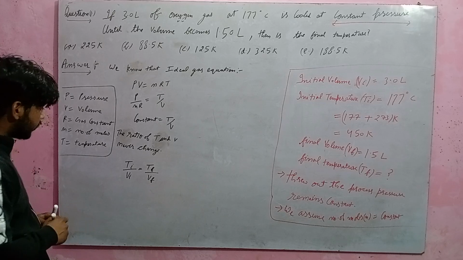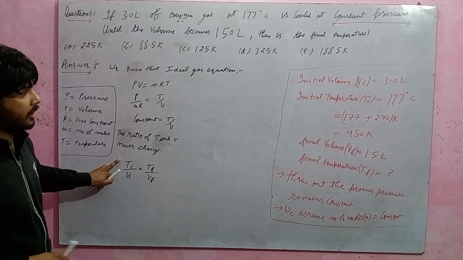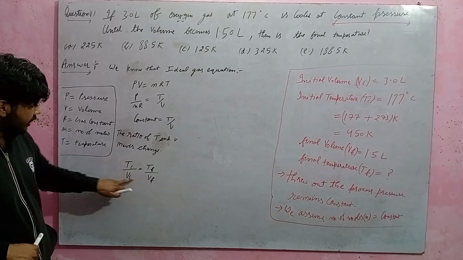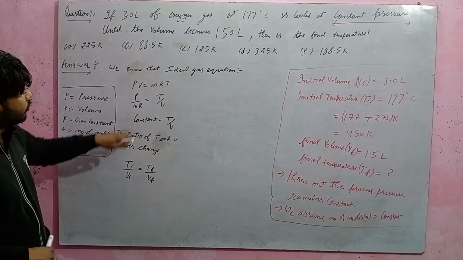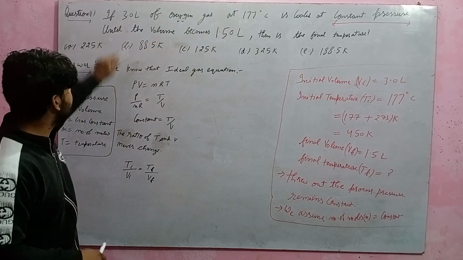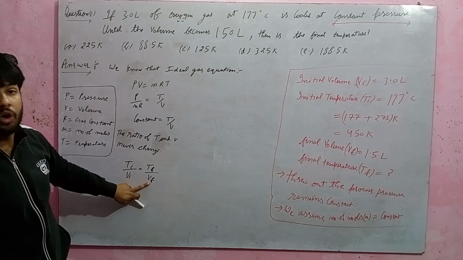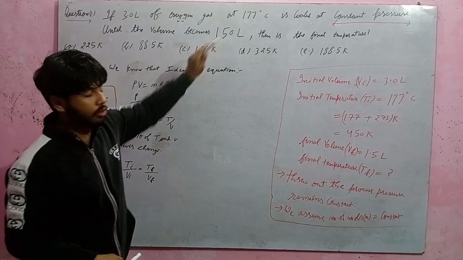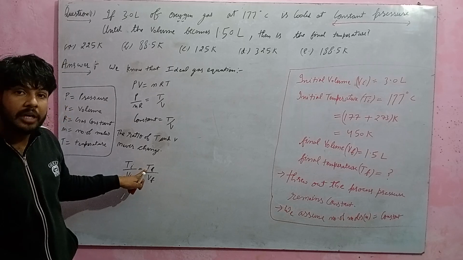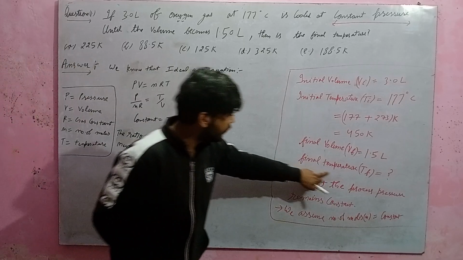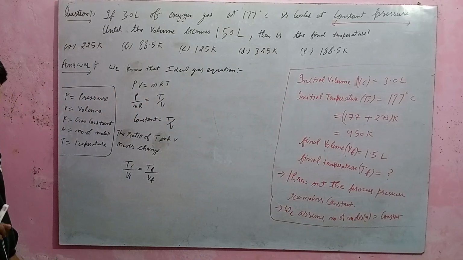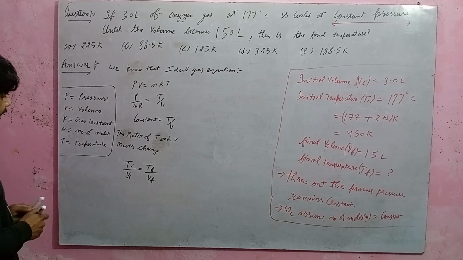So what is given in the question? We have the initial temperature, the initial volume, and the final volume given in the question. What we have to calculate is the final temperature. So put all these values which are given in the question and calculate the final temperature.